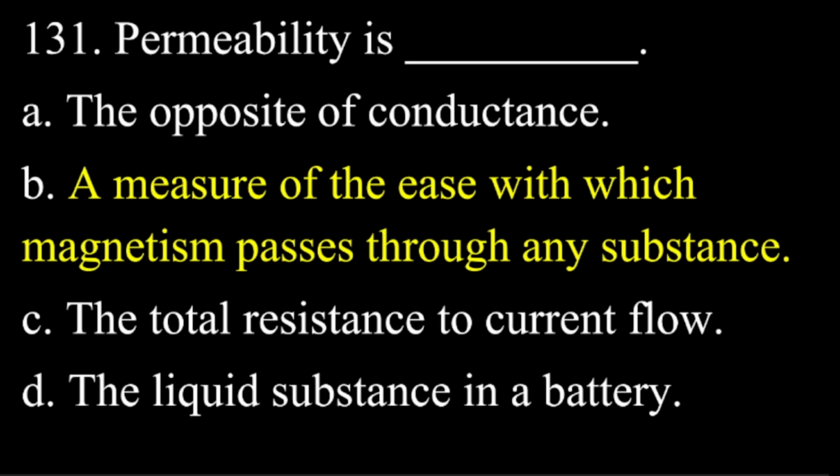Permeability is blank, i.e. the opposite of conductance. B. A measure of the ease with which magnetism passes through any substance. C. The total resistance to current flow. D. The liquid substance in a battery.